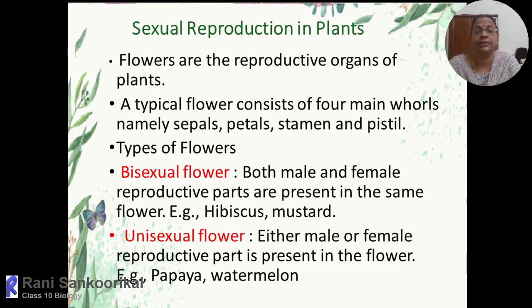So here I said calyx. Calyx is the cup-like structure, which is green in color in most cases. The function of the calyx is that when the flower is in bud condition, it covers the inner parts of the flower. The individual unit of calyx is the sepal.